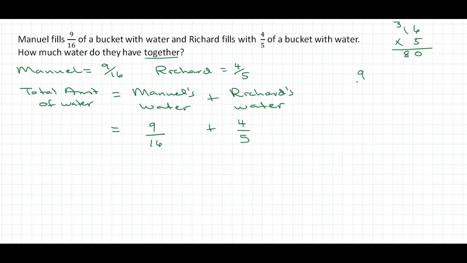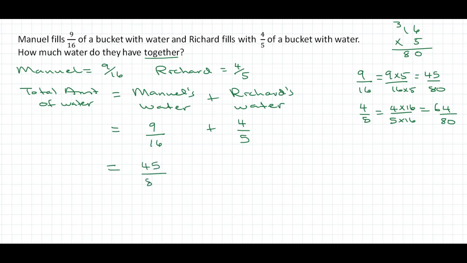So 9/16, we're going to multiply 16 by 5, and we multiply 9 by 5. So this is going to give us 45/80. Then we're also going to convert 4/5. We're going to multiply 5 by 16, and then also 4 by 16. So this is going to give us 64/80. So now our new expression is going to be 45/80 plus 64/80.